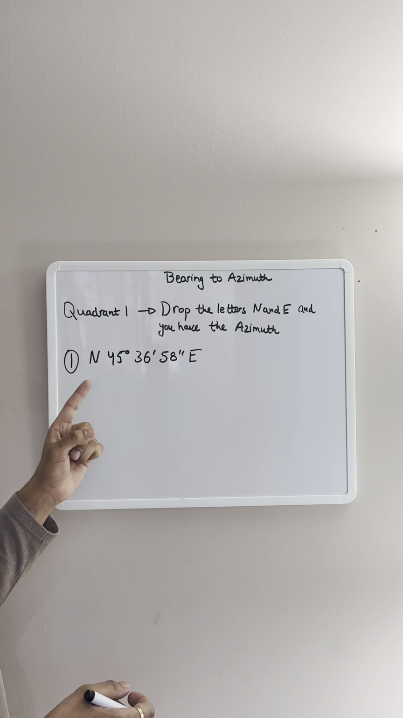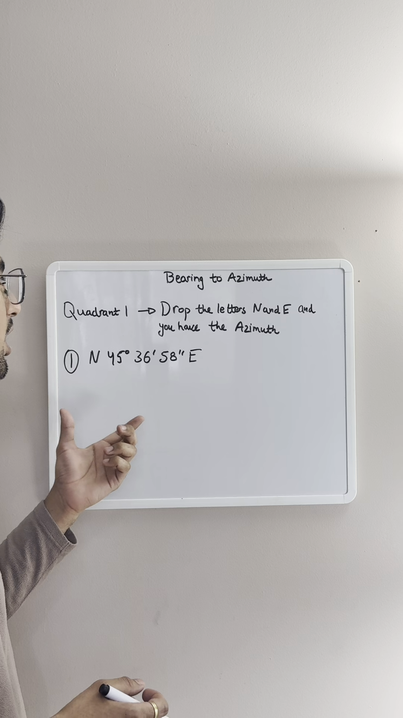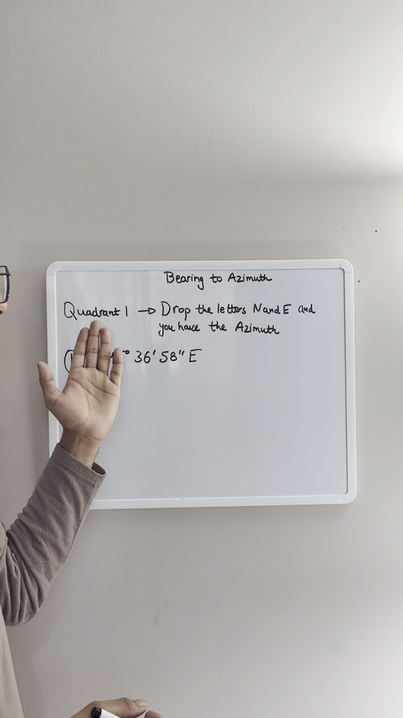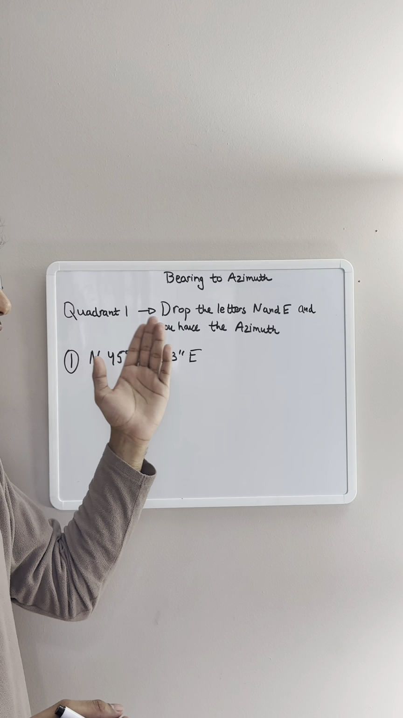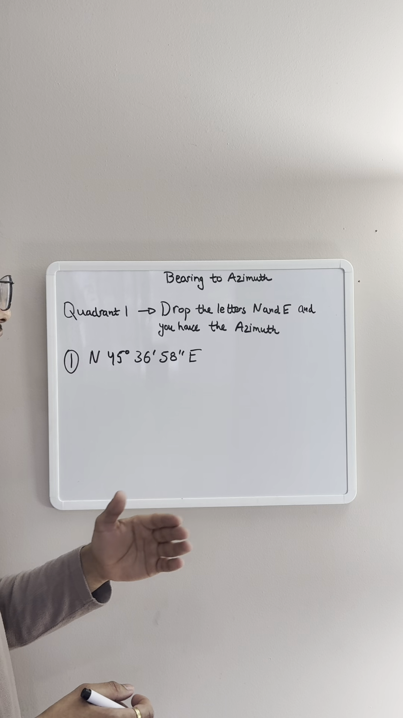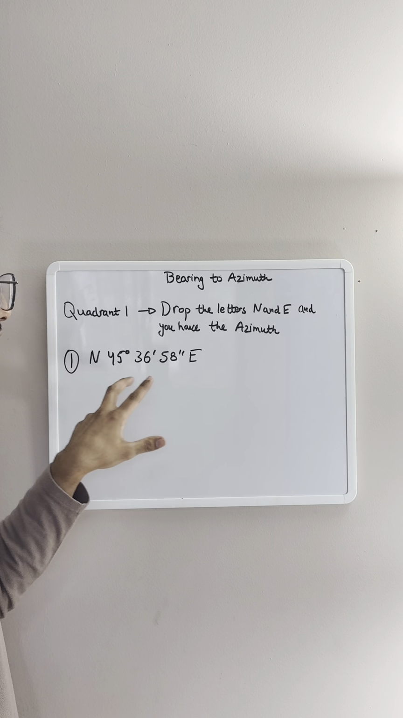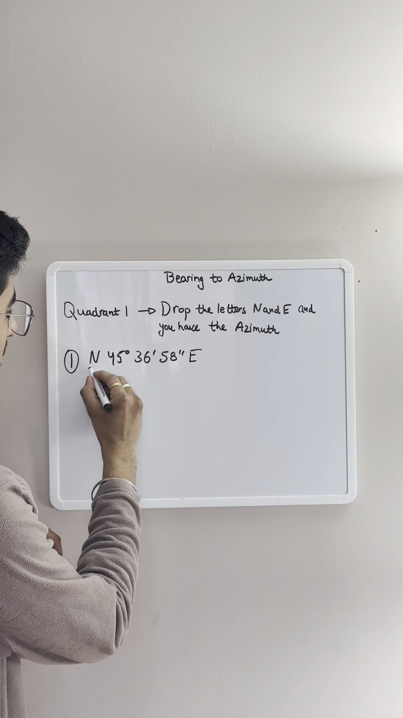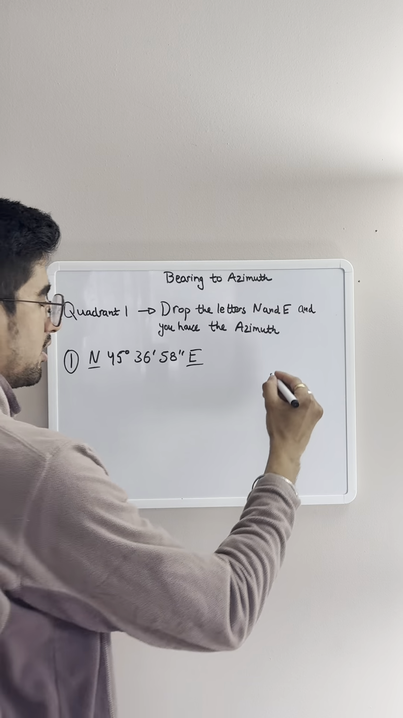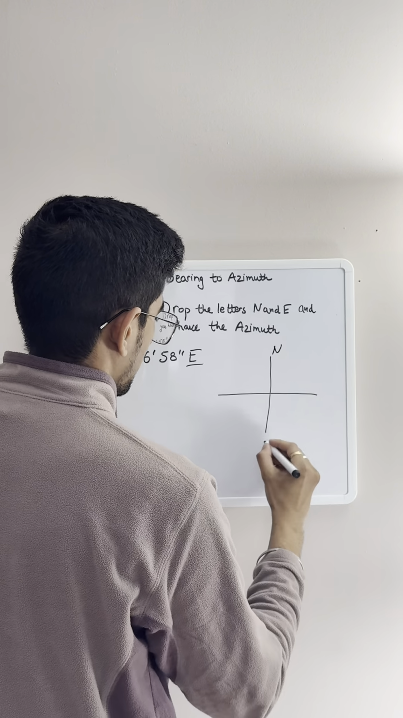So when the given angle or the line is in quadrant 1, how do we convert the bearing into an azimuth? It's pretty simple. When the line is in quadrant 1, we just drop the letters north and east, and then we get the azimuth. As we know, bearings are always enclosed within two directions, just like here, north and east. If you want a clear picture, I will draw a quadrant diagram.